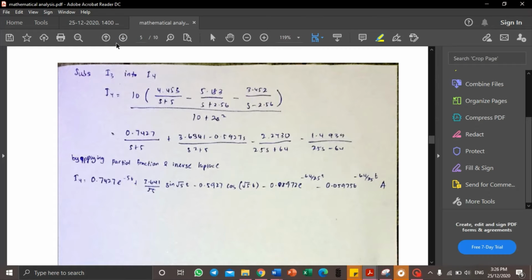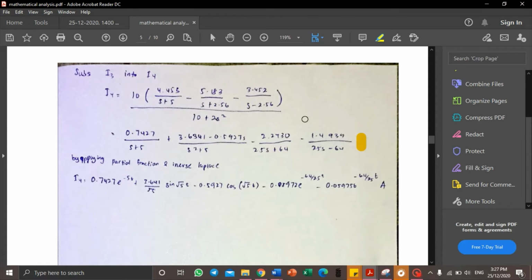Okay, from the previous calculation, we get the value of I3, and then to find I4, we need to substitute I3 into I4. So I4 equal to 10 times 4.453 divided by s plus 5 minus 5.183 divided by s plus 2.56 minus 3.452 divided by s minus 2.56. The overall equation divided by 10 plus 2s square, and then we get the final frequency domain equation, which is this.